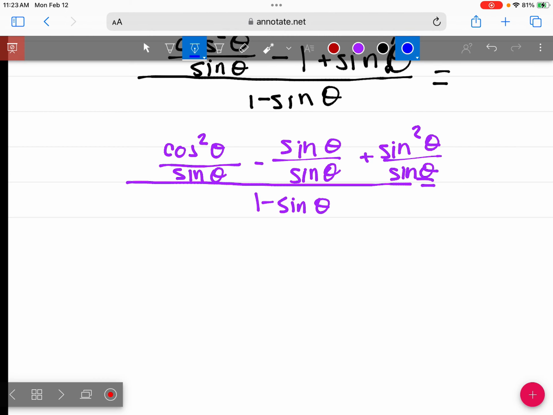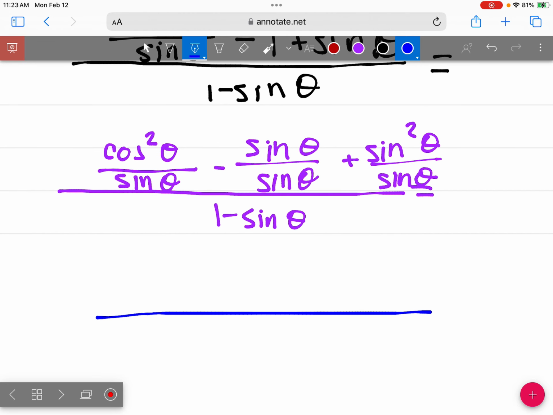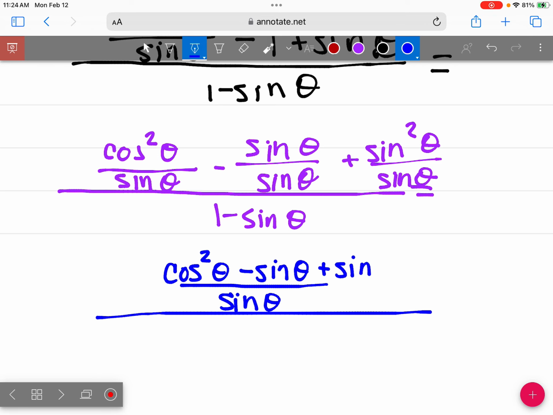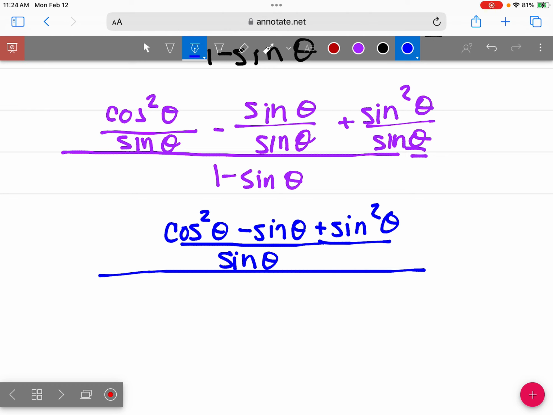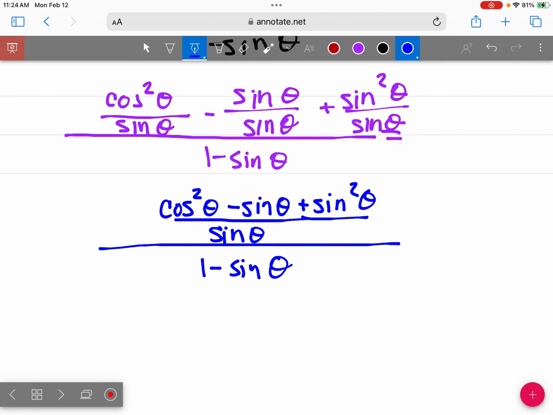So now we're going to have our numerator of this fraction. Now it's just over sine of theta. And we're going to have cosine squared theta minus sine theta plus sine squared theta. So I've got my numerator of the numerator to have a common denominator.